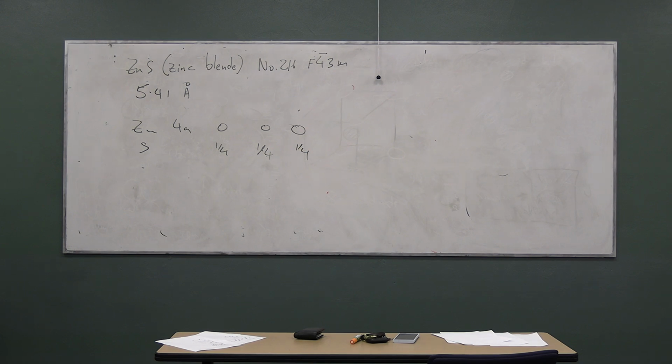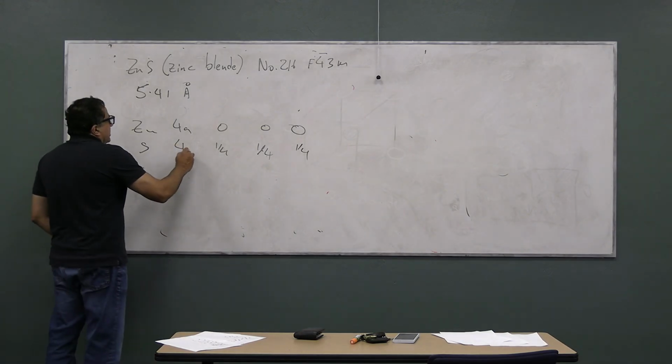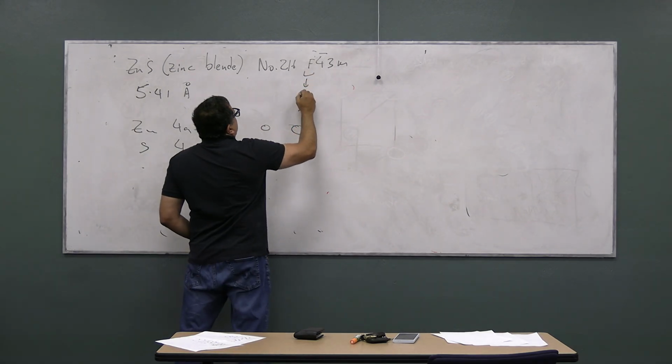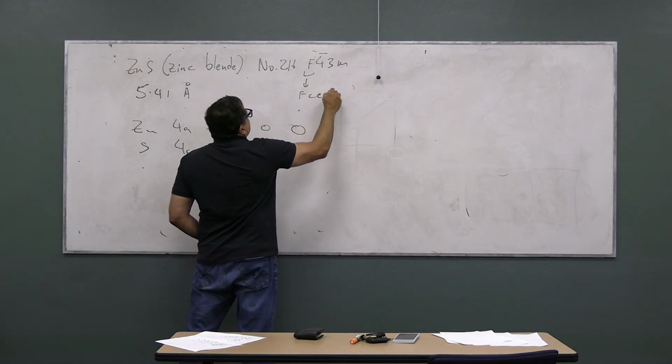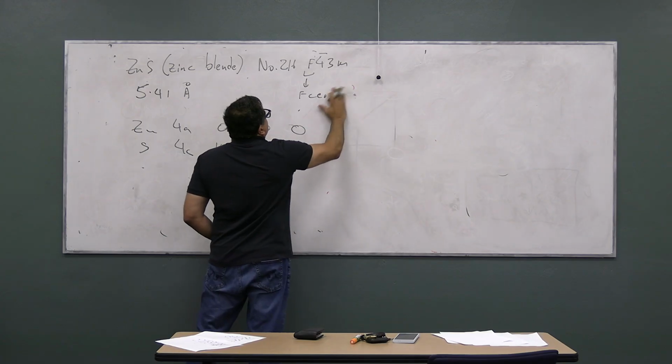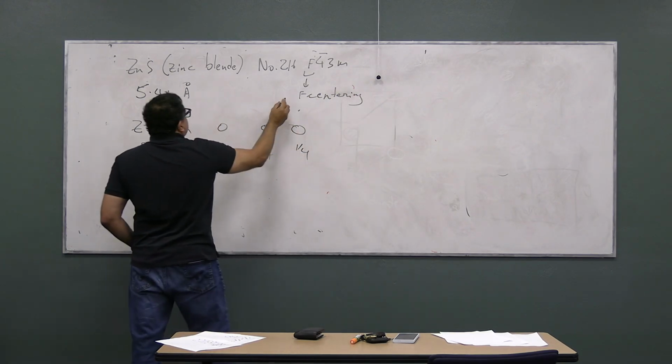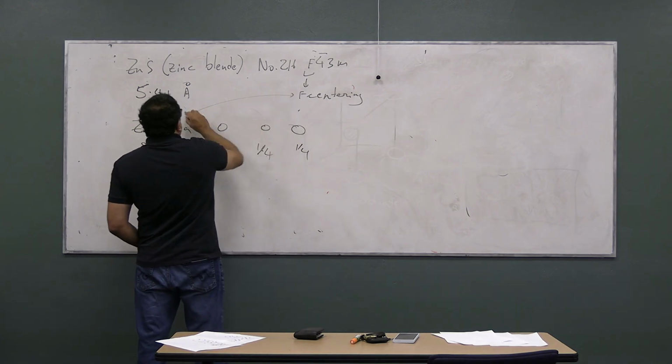Remember, I also gave you. No, you found it. Did you find it, Josephine? Yeah. Can you tell me what 0, 0, 0 is? 4A, right? Yeah. And quarter, quarter, quarter is? It's 4C. Lovely. 4C. So again, it's got this F, so F centering. And it's this F centering which gives you this four.